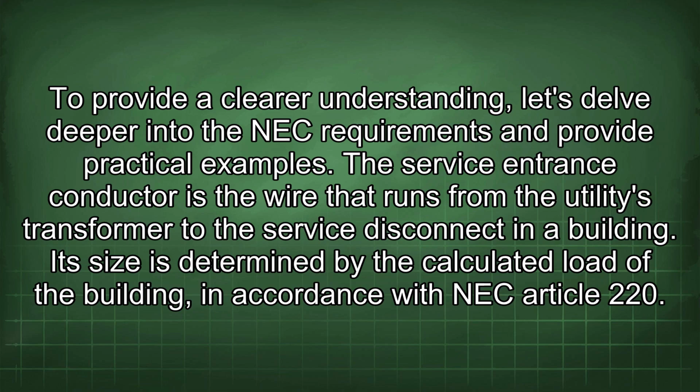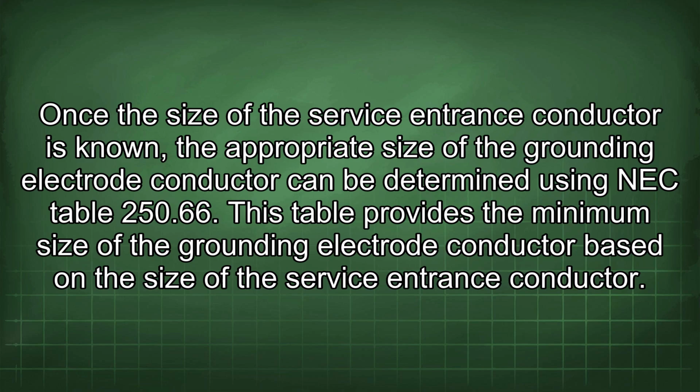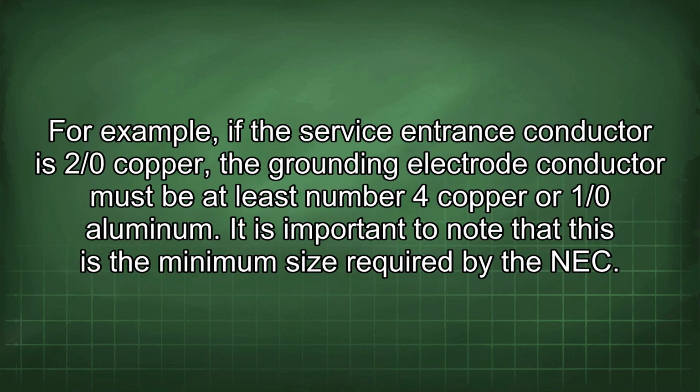The service entrance conductor is the wire that runs from the utility's transformer to the service disconnect in a building. Its size is determined by the calculated load of the building, in accordance with NEC Article 220. Once the size of the service entrance conductor is known, the appropriate size of the grounding electrode conductor can be determined using NEC Table 250.66. This table provides the minimum size of the grounding electrode conductor based on the size of the service entrance conductor. For example, if the service entrance conductor is 2/0 copper, the grounding electrode conductor must be at least number 4 copper or 1/0 aluminum.